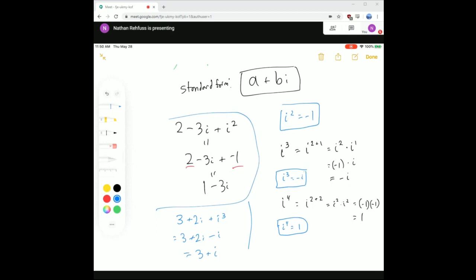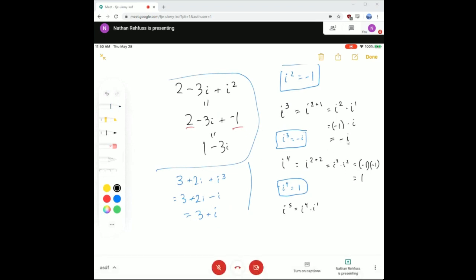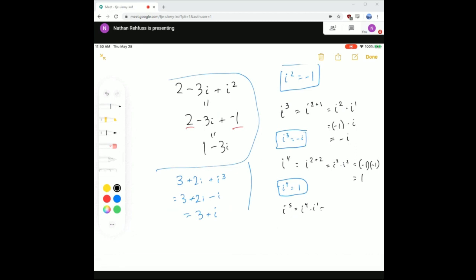And where we go from here is real fun. That means if I want i to the fifth by the same pattern, that's i to the fourth times i to the first, right? You've seen this twice now. That's my logic, because 5 is 4 plus 1. And i to the fourth is just 1, so that's 1 times i, which is i. So i to the fifth is the same as i. We went in a big circle.